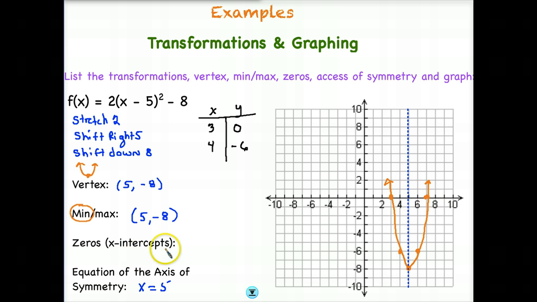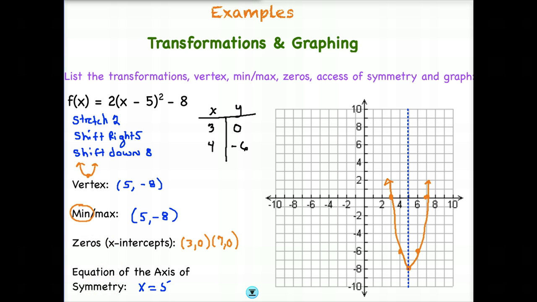And I can clearly see here that I know what my x-intercepts are. They are going to be, first off, we have the 3, 0 that we found in our table. And then plotting our symmetric one, we have 7, 0 here. Came out very nice. And that concludes our lesson for today.